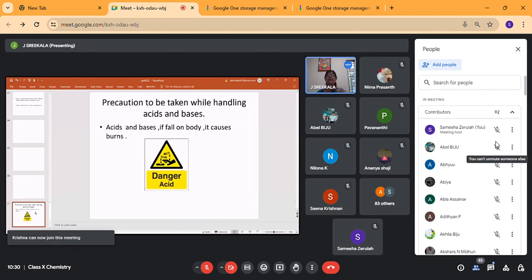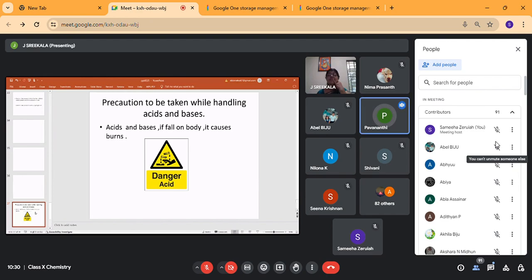Now we see what all precautions we have to take while handling acids and bases. You tell me what precautions we have to take. Wear gloves, yes. Wear eye protection.